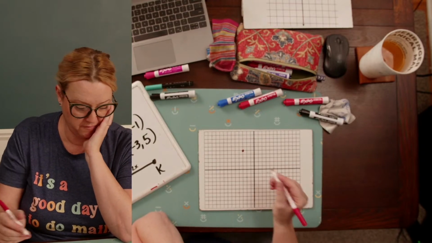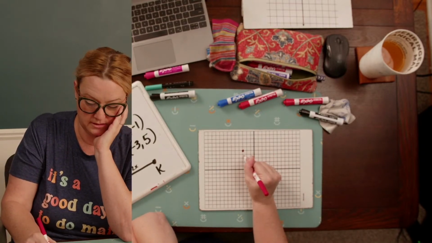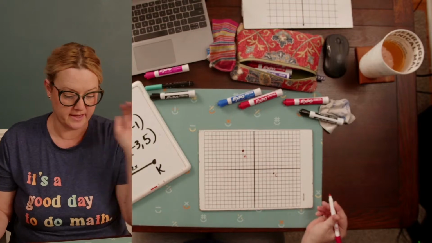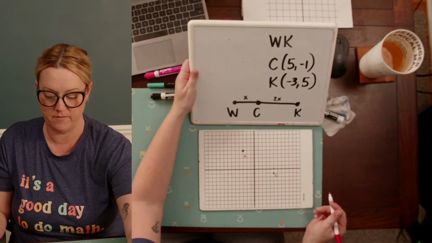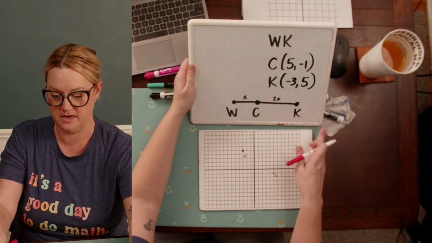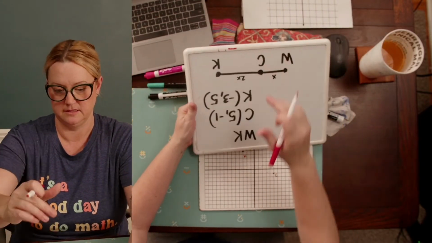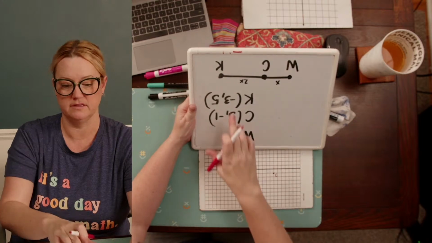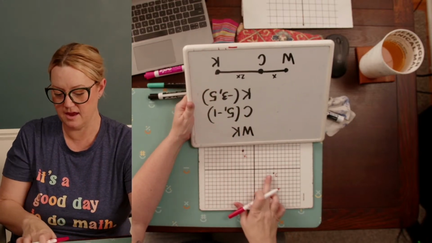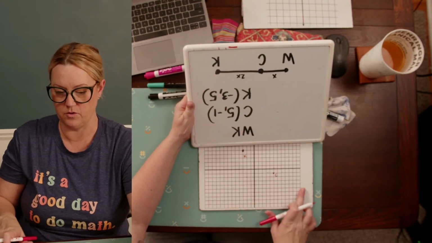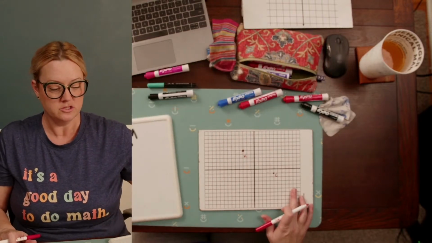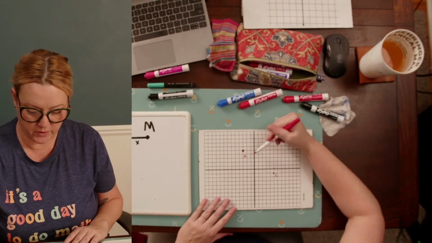And so I've got to figure out what W is. Now if I look at this diagram, I've kind of flipped it. So actually it should be like this. You guys even see that? It's going to be K, C, and then W is going to be somewhere down here. Okay, so let's figure out the distance between K and C.